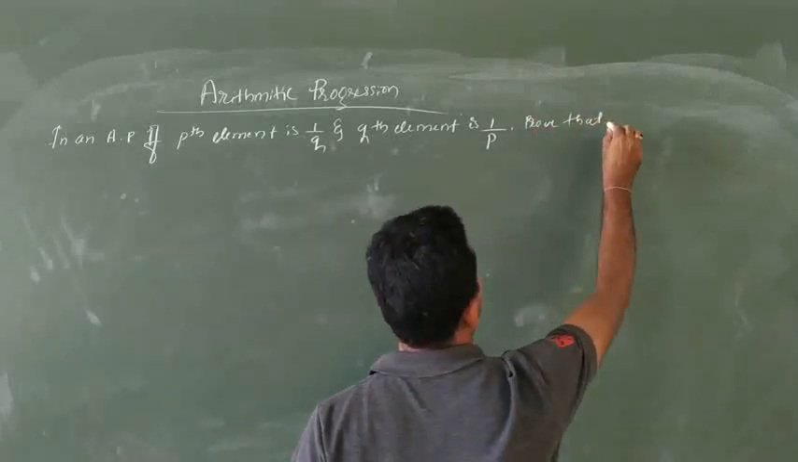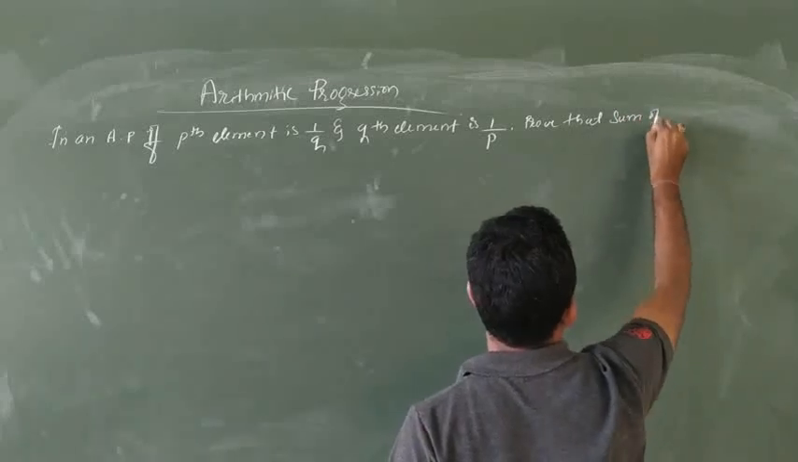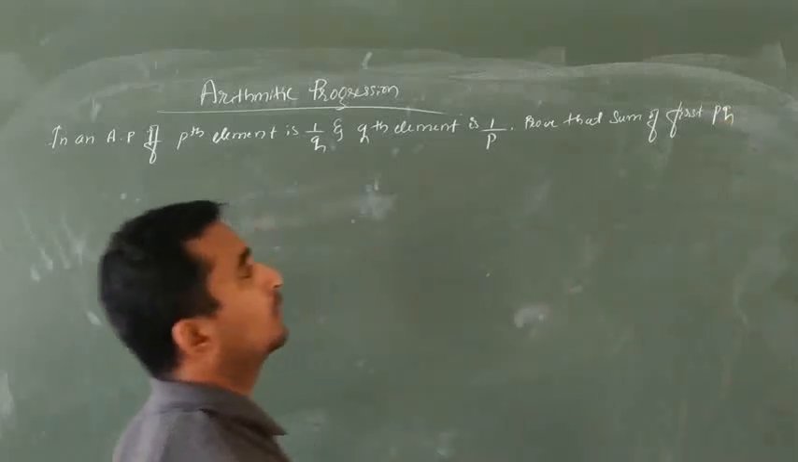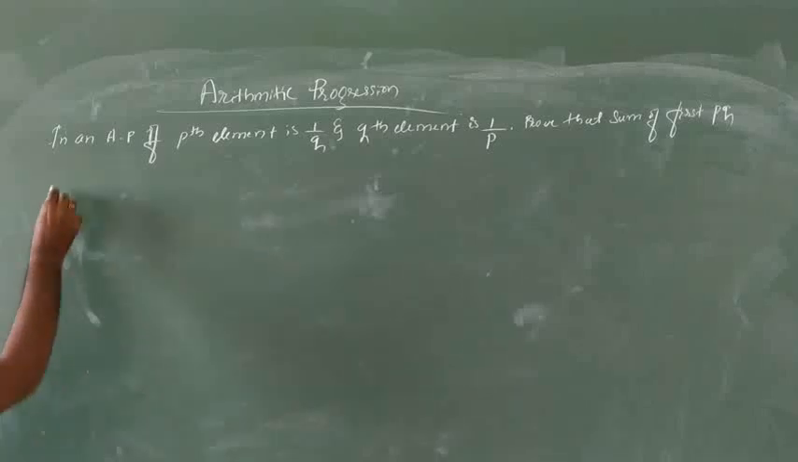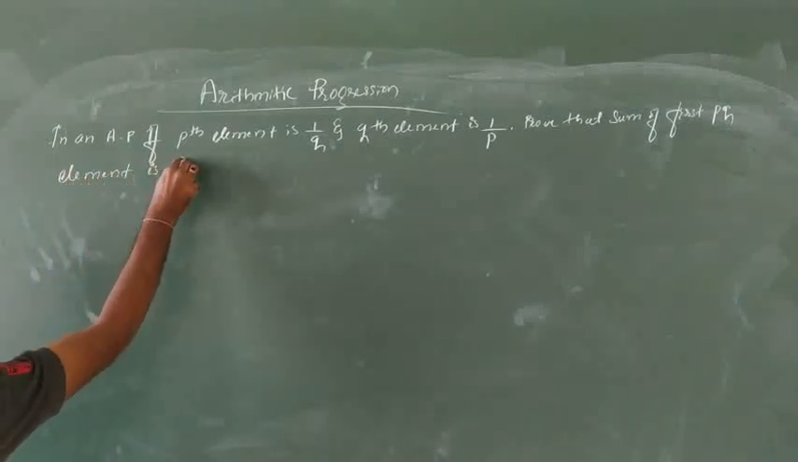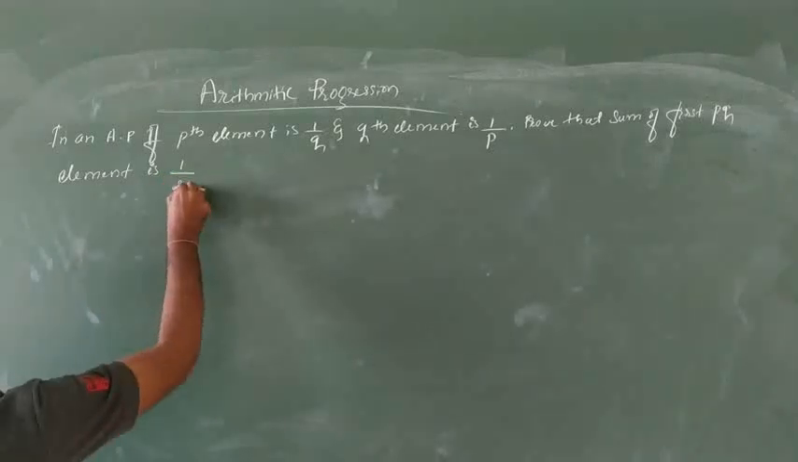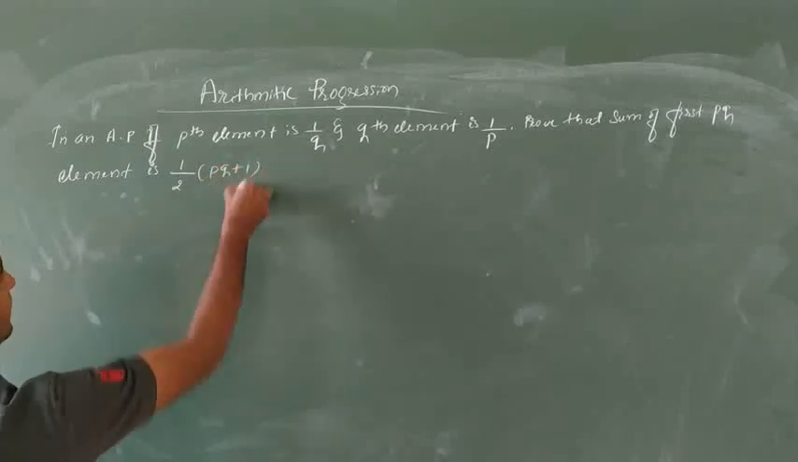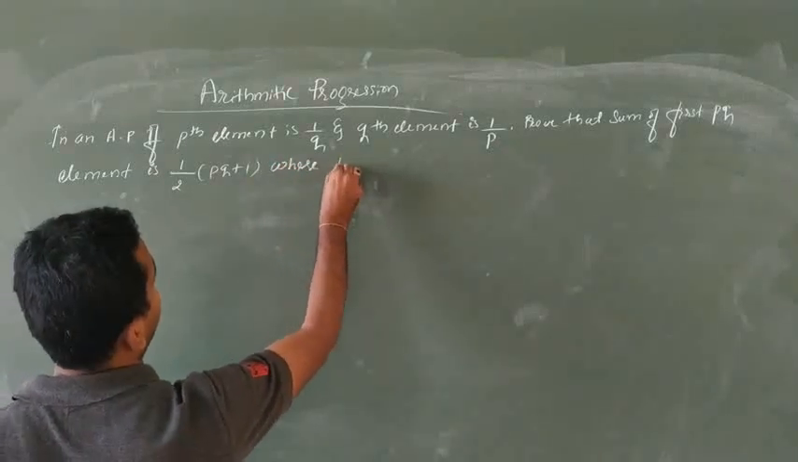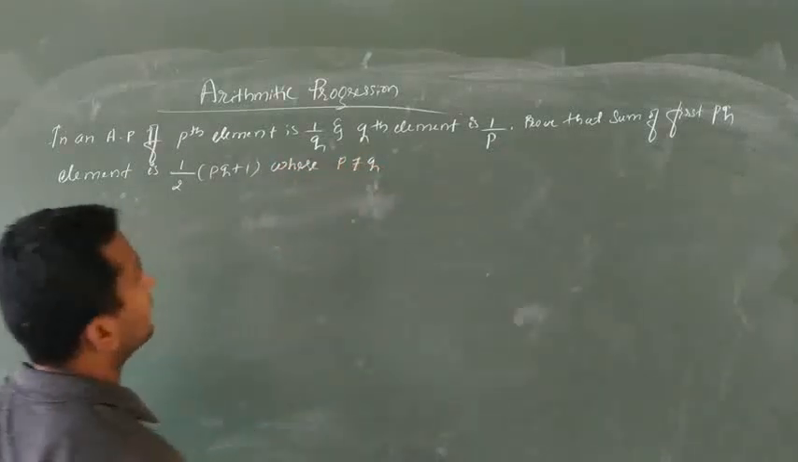Prove that the sum of first PQ elements is 1 by 2 (PQ plus 1), where P is not equal to Q.